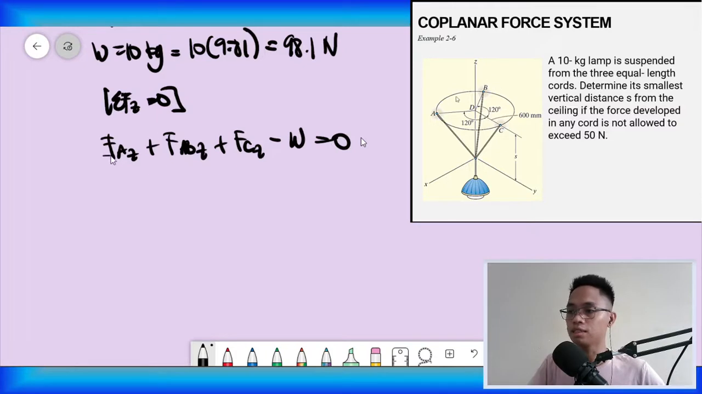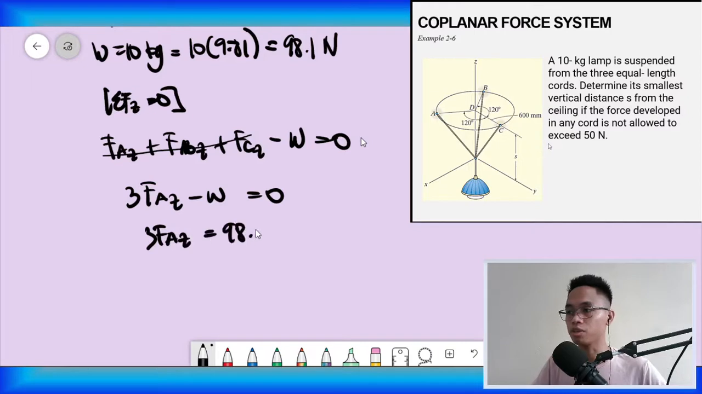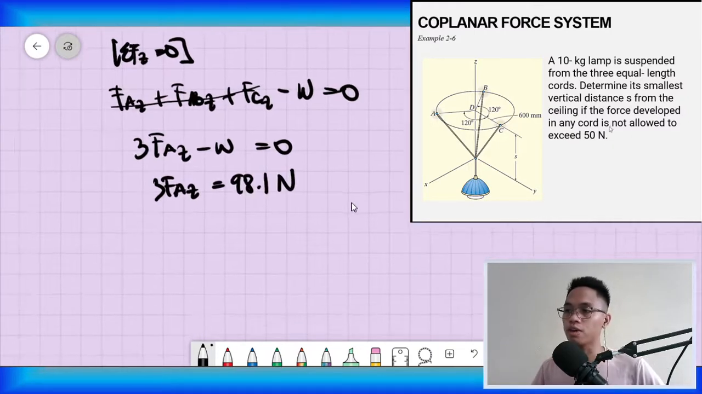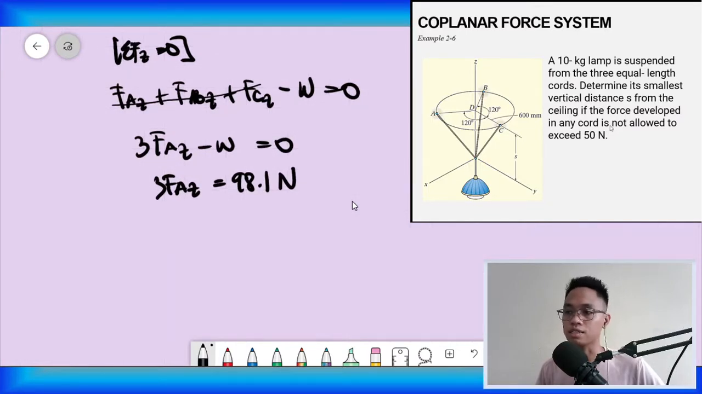But since these three are equal, we can just make it as 3 FAZ minus W is equal to 0. So 3 FAZ is equal to your weight, that is 98.1 Newton. So what is our FAZ in this case?